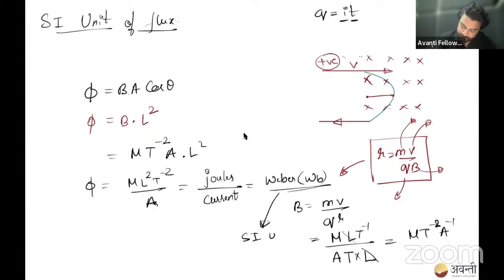Clear? So you got the dimensional formula also, you got the SI unit also, and you have understood that energy per unit current is the flux. Sorry, energy per unit current, not energy per unit area. Just a second. Energy per unit current. Okay, here is minus 1. So whatever you want to note quickly, note it, then we will move forward. So in SI unit you just have to remember Weber.